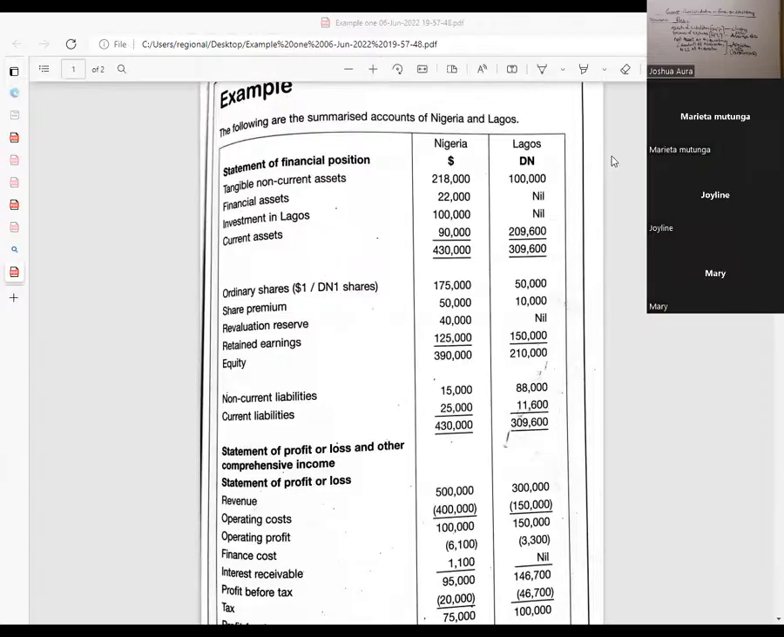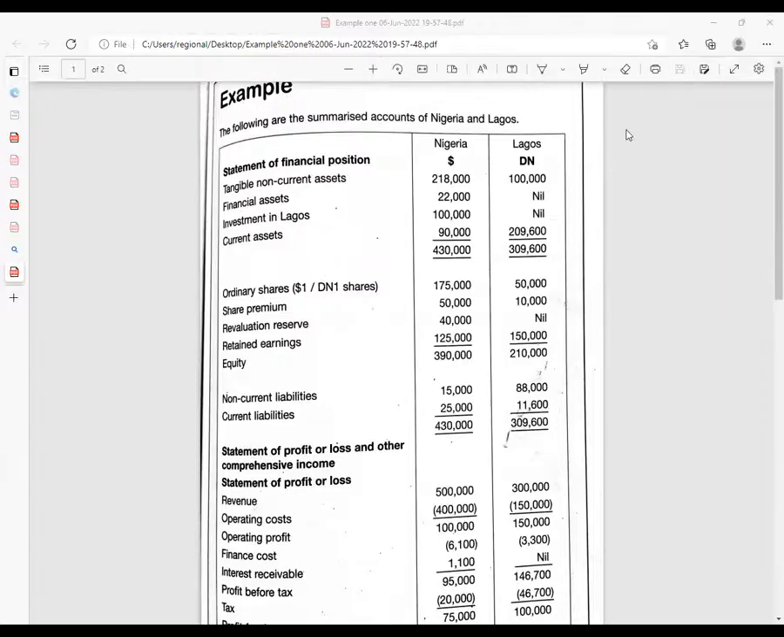So we are given an example here. The following are the summarized accounts of Nigeria and Lagos. These are two different companies: one called Nigeria and another one called Lagos. One good thing I can see is that Nigeria's financial statements are presented in dollars. Lagos has, in this case, the currency DN, which could be Naira, whatever.